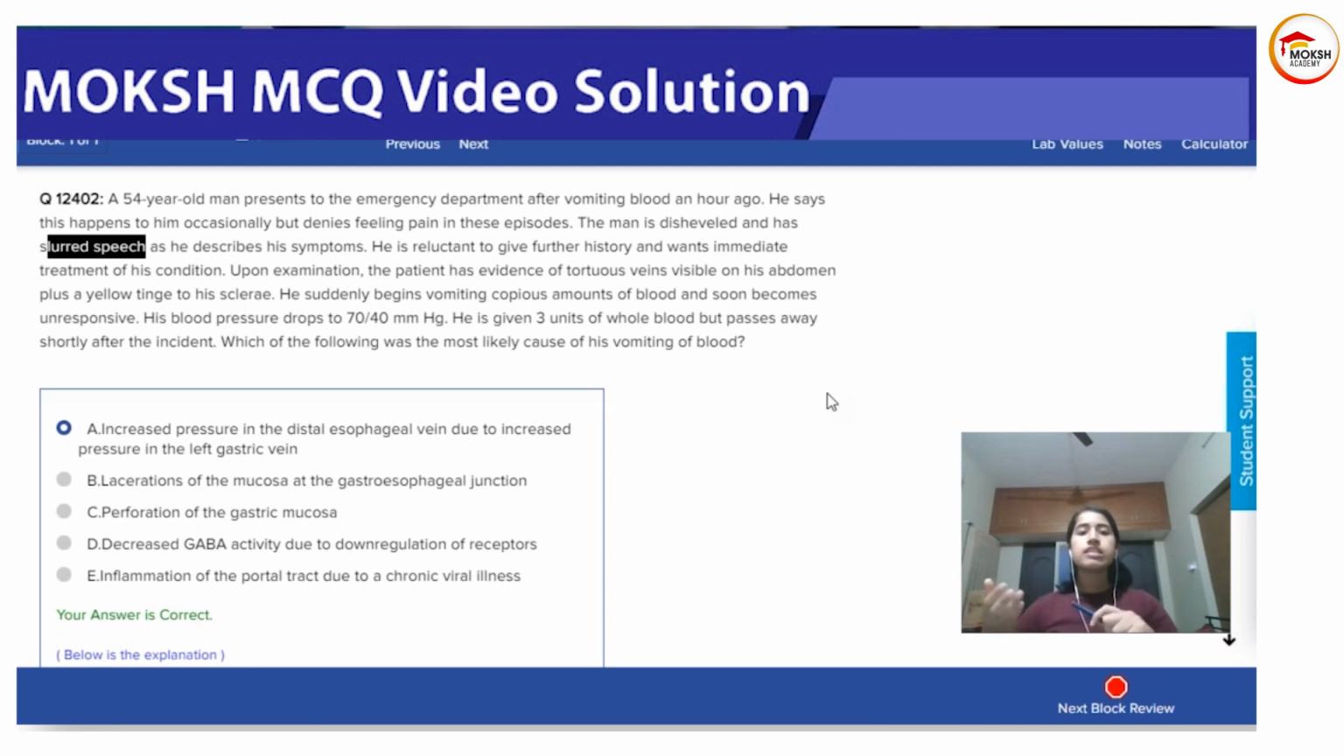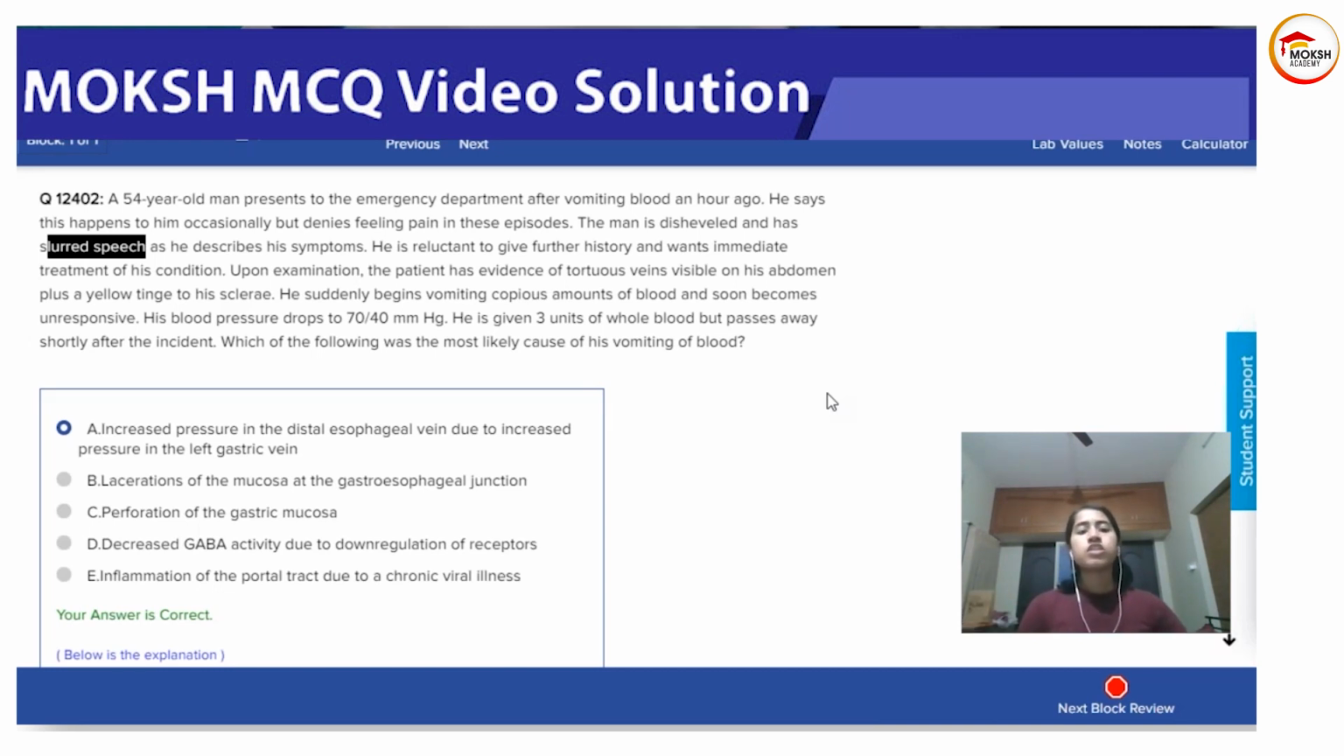In this case, they've mentioned upon examination that he has evidence of tortuous veins visible on his abdomen, plus a yellowish tinge to the sclera. This points towards the patient having jaundice as well as caput medusae. So it's a case of cirrhosis resulting in portal hypertension. The way it goes is alcoholism resulting in cirrhosis, portal hypertension, and esophageal varices resulting in bleeding.